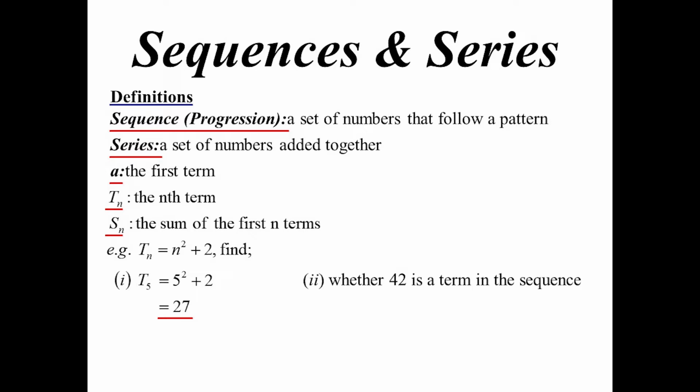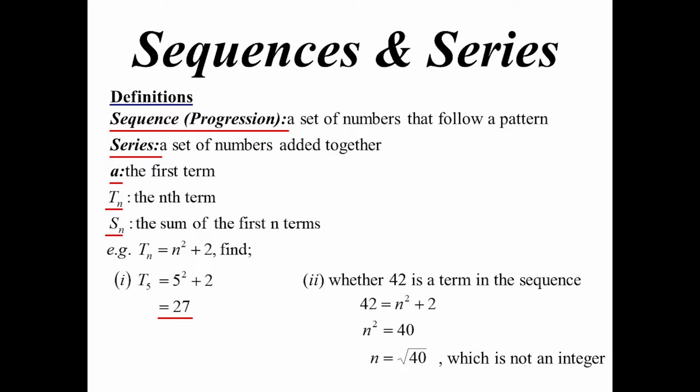Is 42 a member of this particular sequence? Well, we just solve general term equals that. Now, it may well have an answer, but n, of course, has to be a positive integer, because you don't have the half term, and you don't have the negative sixth term, and so on. So in this case, n is the square root of 40. That's not a whole number, so no, that would not be.